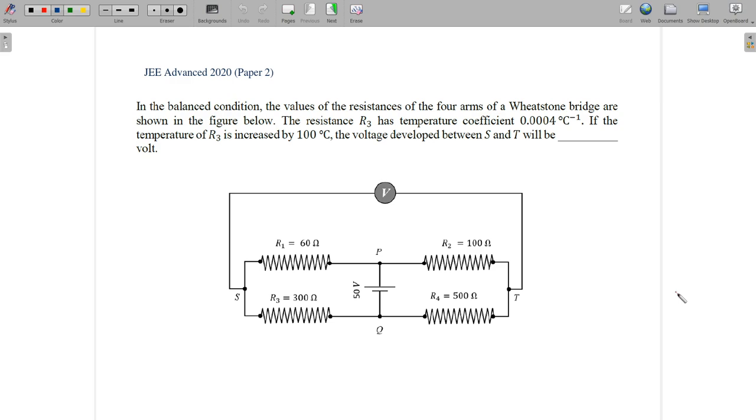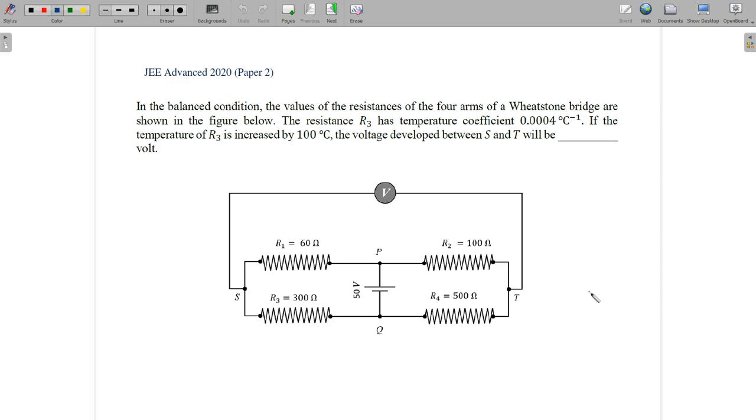Because the resistance R3 will change because of the temperature change, the Wheatstone bridge is no longer balanced, and there will be a potential difference between S and T. Normally, when the Wheatstone bridge is in the balanced condition, the potential difference between S and T will be 0. But when the balance is disturbed by heating the resistance R3 and changing its resistance, the potential difference between S and T is no longer 0, and we have to find what that potential difference becomes.